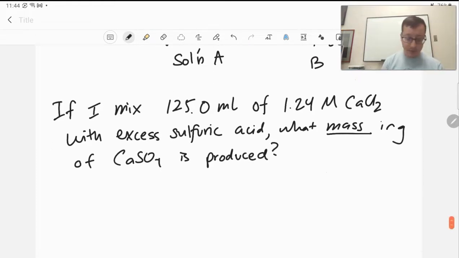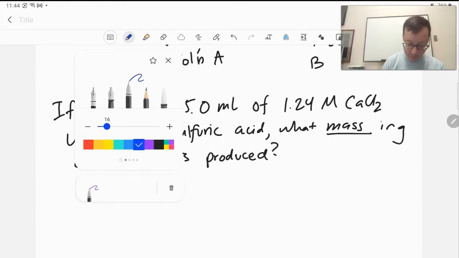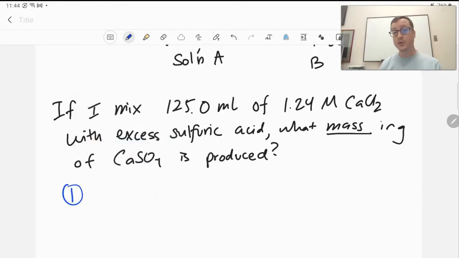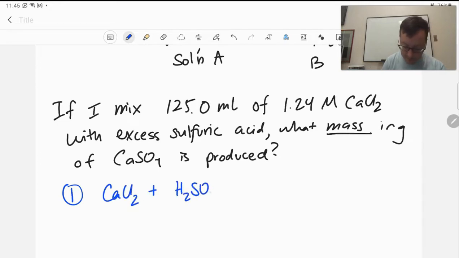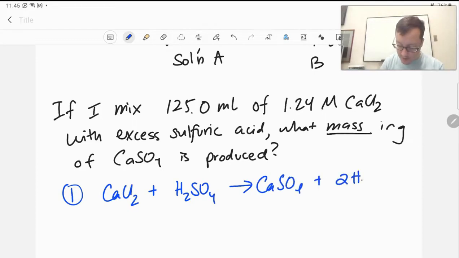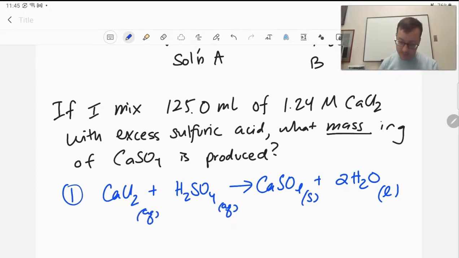So, step one for this is we have to actually write a chemical equation. So I want you to pause the video and write the chemical equation and balance it. All right, so you should get calcium chloride plus H2SO4 turns into CaSO4 plus 2HCl. Nice and simple equation for us. Notice the calcium sulfate is solid. We have aqueous reactants here.